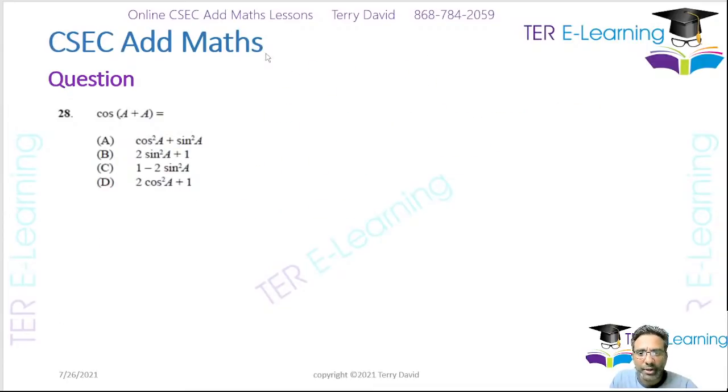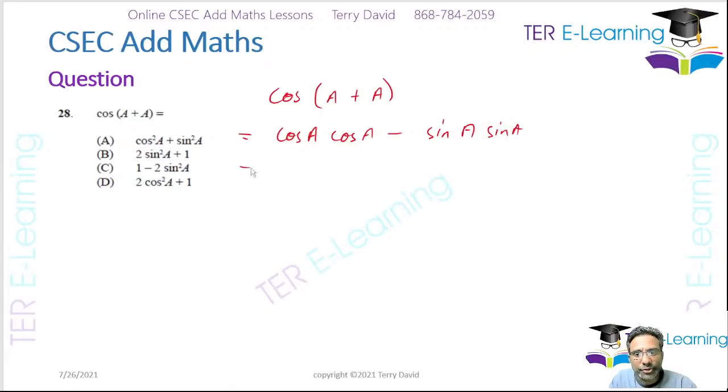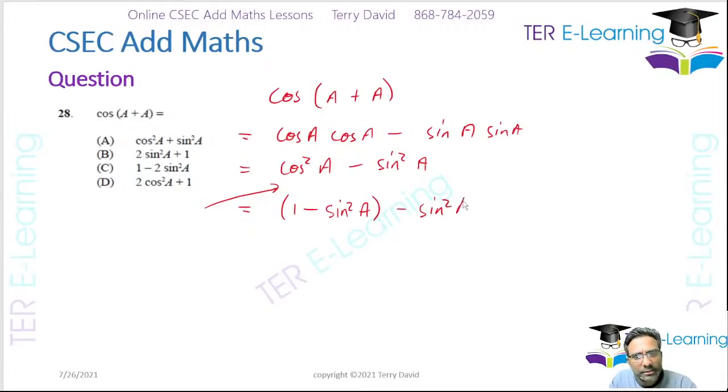All right, next one here. We have our next expansion here. We have cos of 2A, that is cos of A plus A. When we expand this, this is going to be cos A cos A minus sine A sine A, so you're going to end up with cos squared A minus sine squared A. Now, this cos squared A here, I can replace with 1 minus sine squared A, minus sine squared A, so this is going to be 1 minus 2 sine squared A. So the answer is C.